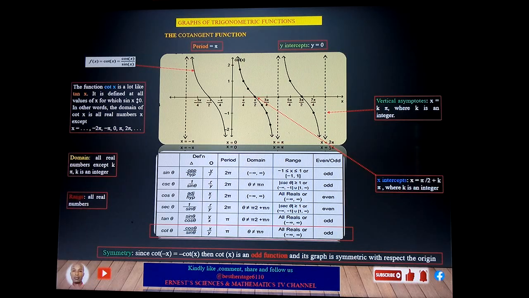Its domain is going to be all real numbers except k pi, where k is an integer, as we have already been illustrating for the graphs of other functions.